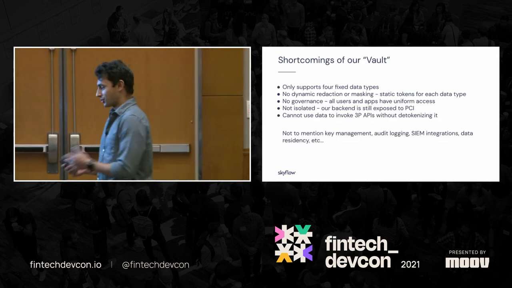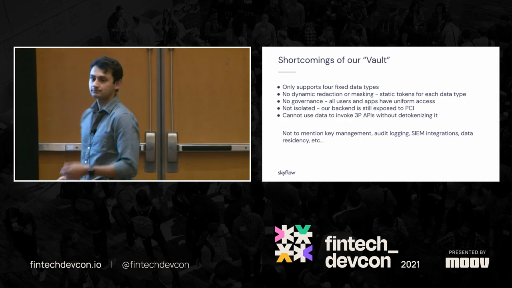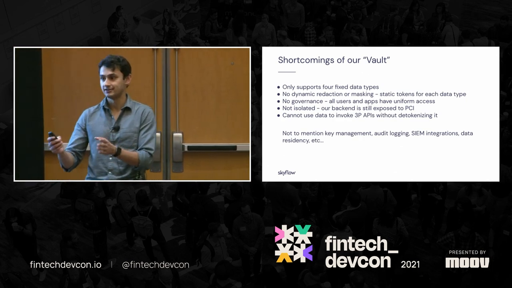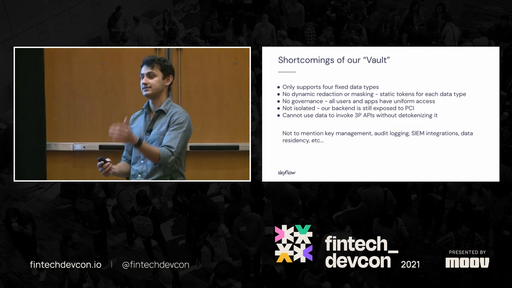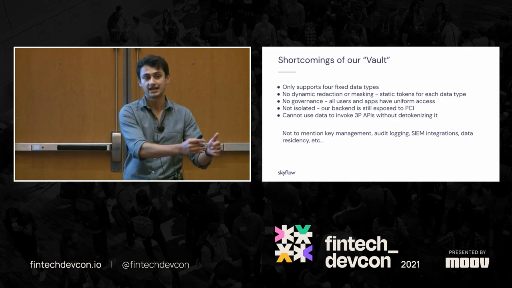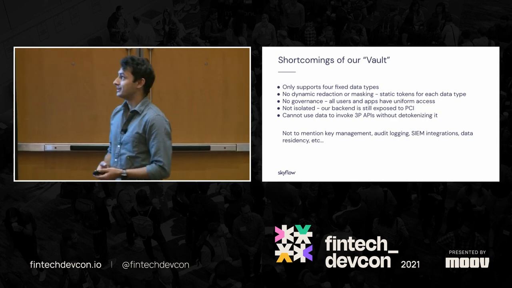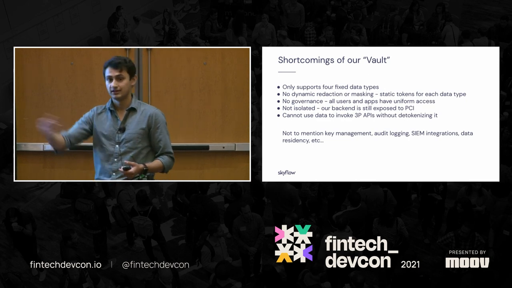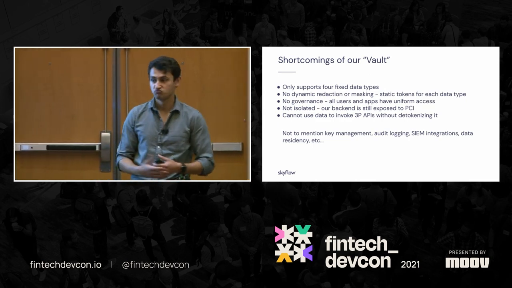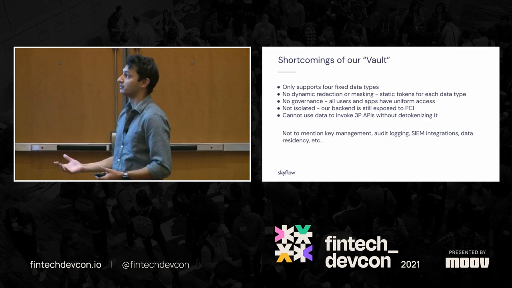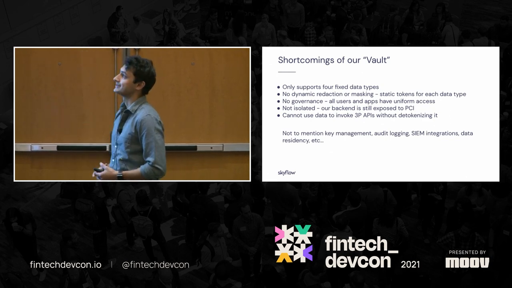Now let's talk about some shortcomings of our vault. Perhaps the biggest one is it only supports fixed data types. Even inside the vault code, you saw that the vault knew what kind of data it was going to expect. There were bespoke functions for every single data type, for how we tokenized it. So it's really hard-coded. If we wanted to tomorrow store different ACH data, let's say, we wouldn't be able to do that. We'd need to add more code to our vault. So it only supports four fixed data types.